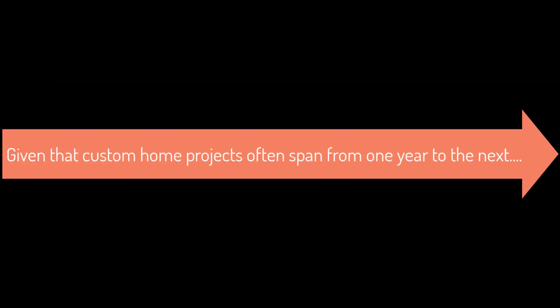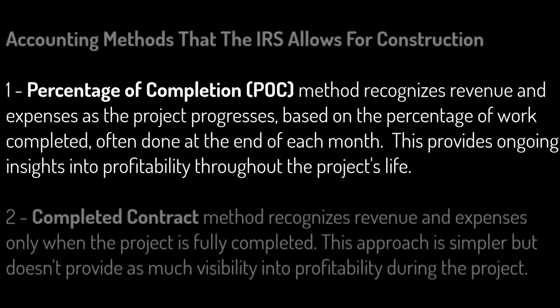Given that custom home projects often span from one year to the next, we think the percentage of completion, or POC method, is the best approach for gaining a clear understanding of your financials. This method is not just preferred by consultants and accountants, it's also favored by key stakeholders like bankers and bondsmen. They prefer the POC method because it provides a more accurate reflection of your project's financial status, giving both them and you confidence in your financial statements.